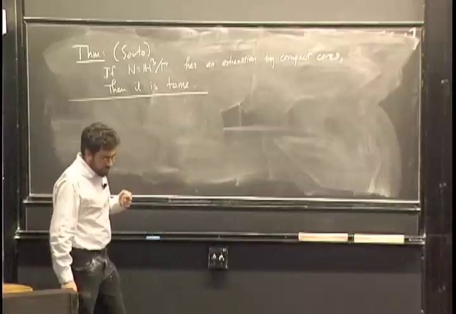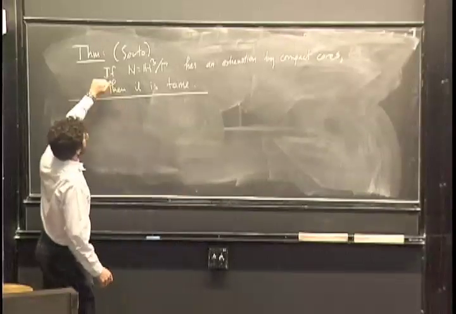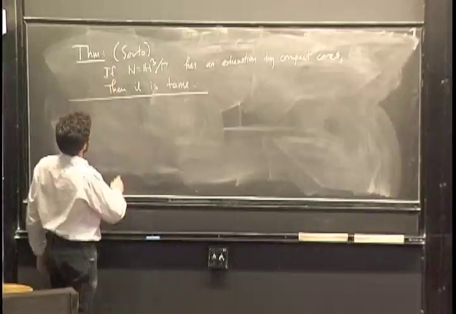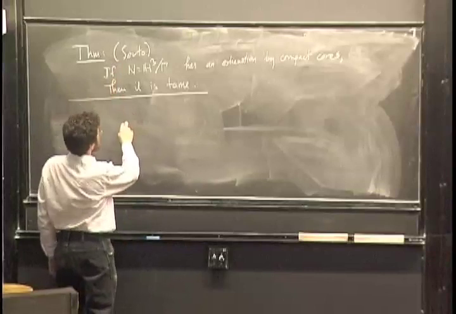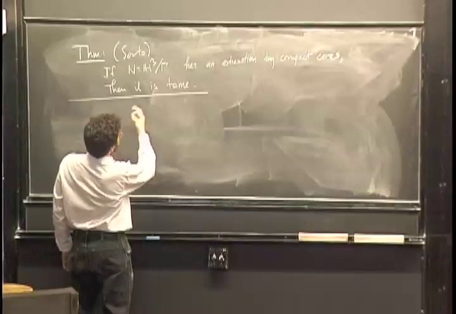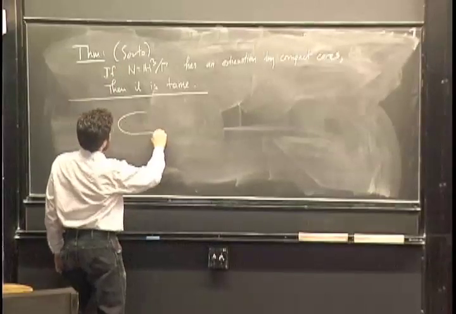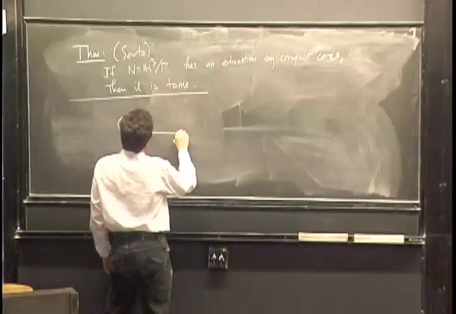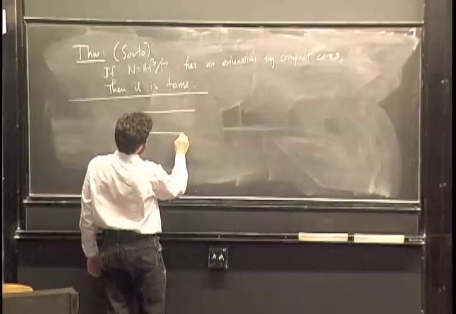I'm actually, to be honest, I don't remember the exact details of Juan's proof, but I'll try to. I have a sort of reconstruction, which I think hits the main point. So here's the idea. Let's draw our manifold. So here's a compact core, and then we have an exhaustion by compact cores.